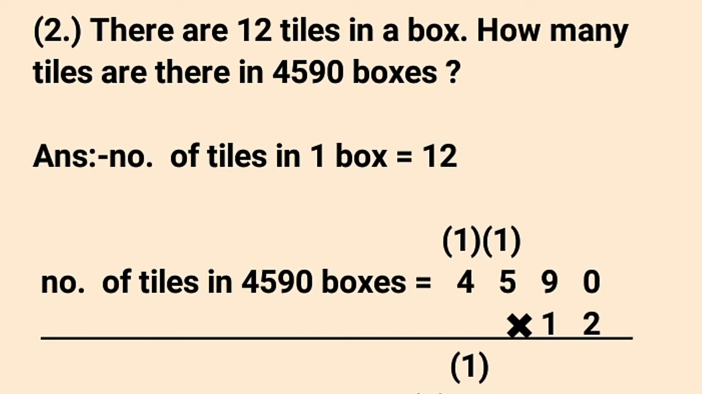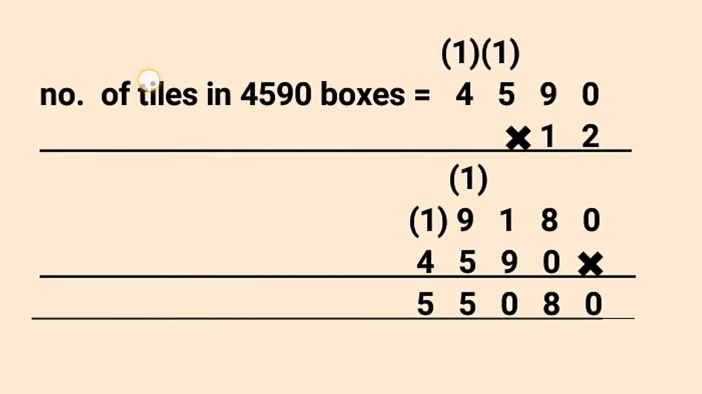Second is, there are 12 tiles in a box. How many tiles are there in 4,590 boxes? So the answer is: the number of tiles in one box is equal to 12. The number of tiles in 4,590 boxes is equal to 4,590 multiplied by 12. So let's start. Now 2 into 0 is 0. 2 into 9 is 18, 1 carried. 2 into 5 is 10 plus 1 is 11, 1 carried. 2 into 4 is 8 plus 1 is 9.